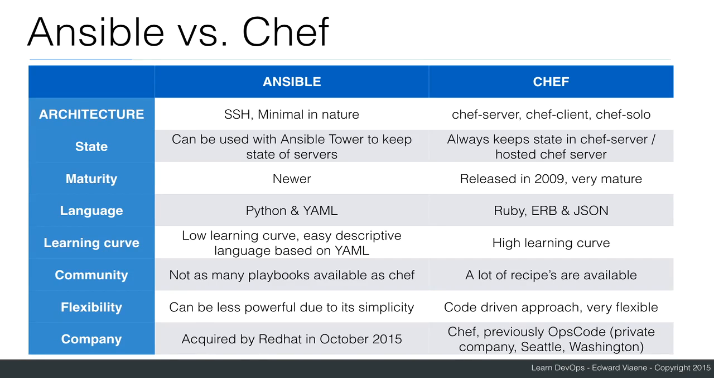Ansible was acquired by Red Hat in October 2015, which might give Ansible an extra push to bring out and test more playbooks, and maybe even the pricing of Ansible Tower will change, because it's pretty expensive now for smaller and medium companies. Chef is a private company that was previously known as Opscode. They are based in Seattle.